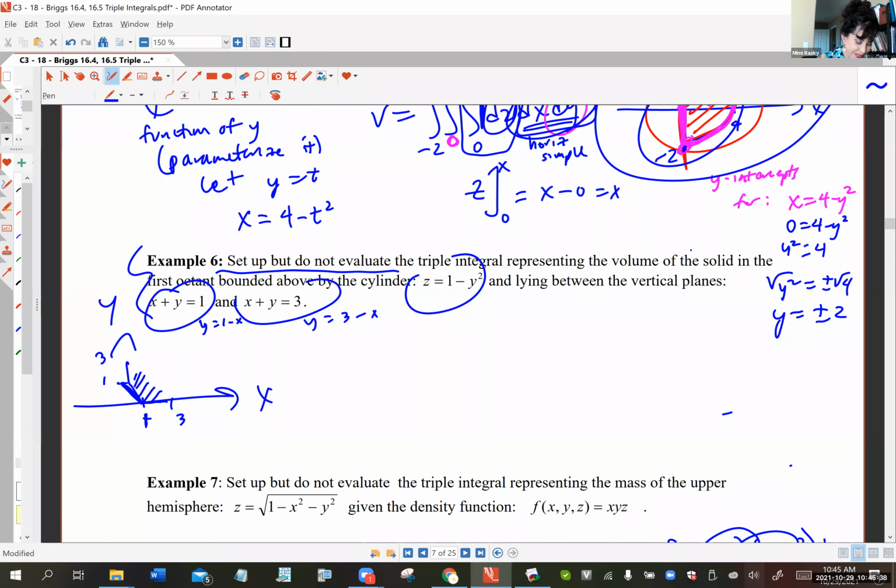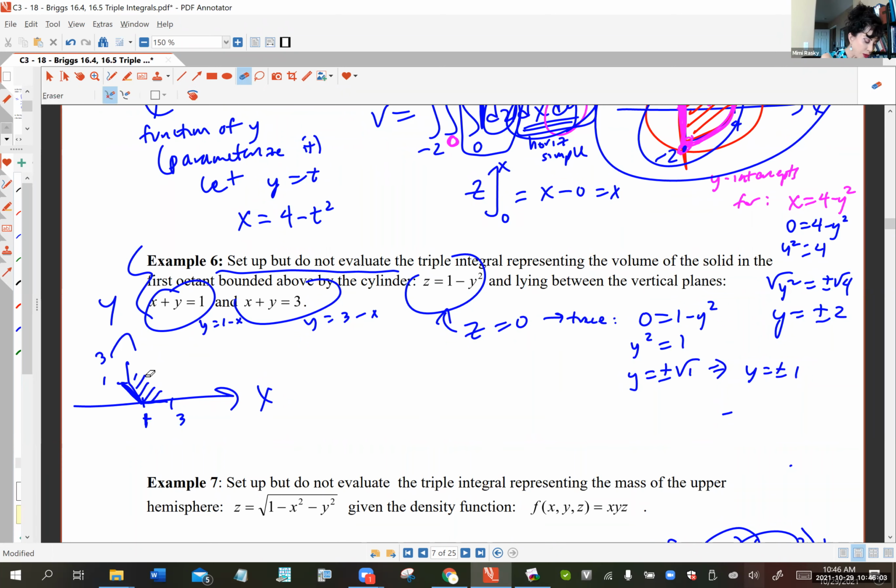Not yet. What about when z = 0? Because this cylindrical surface actually chops into the xy plane, so we want to see the trace. The trace is going to be given by 0 = 1 - y². Solving for y, we get that y is equal to plus or minus 1. We don't care about the negative 1 since we are only looking at the first quadrant. y = 1, though, is this horizontal line. So the base of the solid is this little sliver here that I've shaded in.